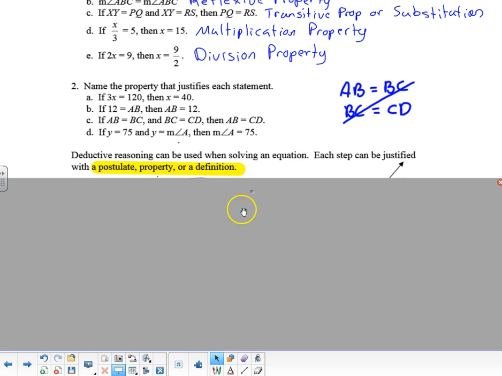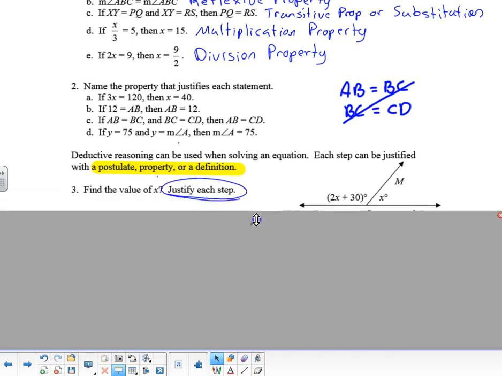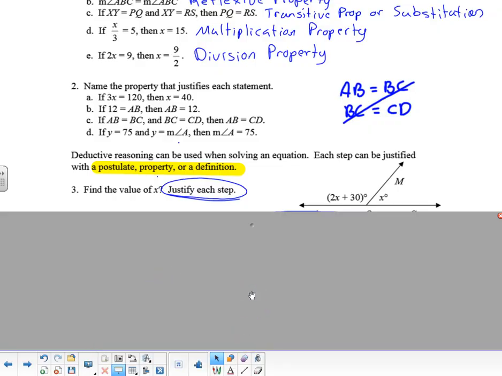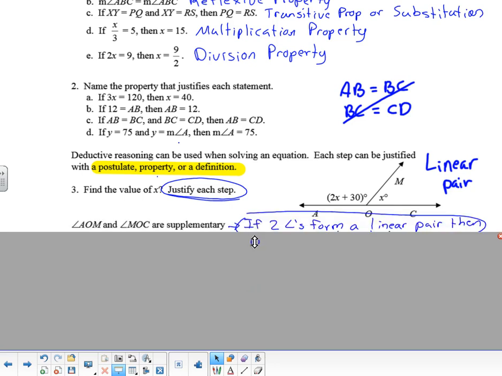We make a conclusion, and now we're into deductive reasoning when we're solving an equation. So find the value of x, and here's the key, justify each step. All right, so when we look at this equation, what we should be thinking about here is that these two angles form a linear pair. They're on a line. What do we know about two angles that form on a line? They are supplementary. So let's just walk through this here.